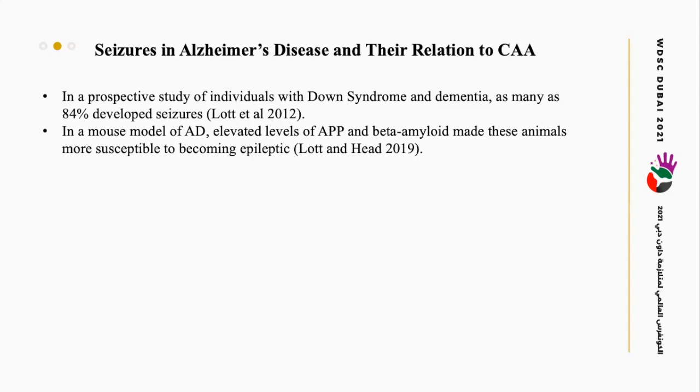But the telling point here is that in a mouse model of Alzheimer's disease, the elevated levels of APP and beta amyloid made these animals more susceptible to becoming epileptic. And so given that there's this connection between this buildup of beta amyloid and developing seizures, we thought there could be a connection potentially between seizures and CAA in terms of having seizures being related to an increase in CAA severity.